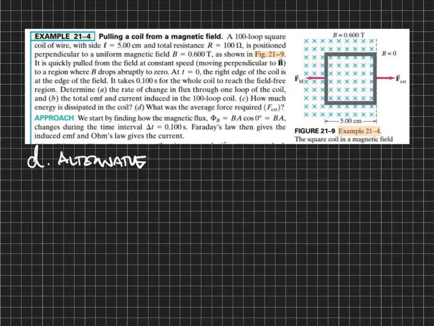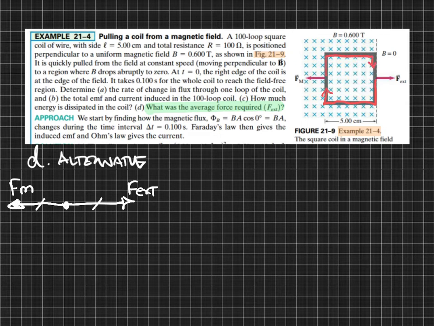Lastly, we'll go through an alternative way that we can solve for part D. Again, remember, D is asking us to solve for the average external force. And like we said previously, because it's moving at a constant velocity, that force must equal an additional force pointing in the opposite direction. So here's my external force, and here's my force from the magnetic field. The reason we can say that is because we've already said that the current in this coil is pointing in a clockwise direction.